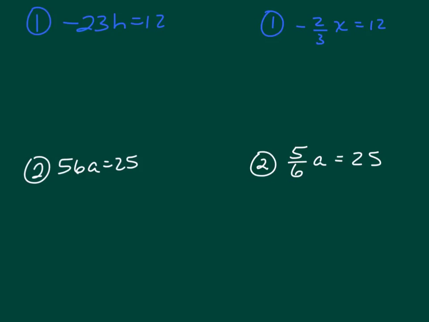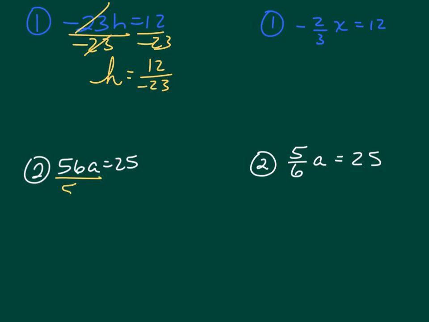On the first one, since this is negative 23 times h, I'm going to divide by negative 23. The 23's cancel out, and you're left with h equals, just bring it down, 12 over negative 23. On number 2 on the same page, it's 56 times a. Well, if I divide by 56, 56 cancels out, and I get a is equal to 25 over 56, and they can't reduce.